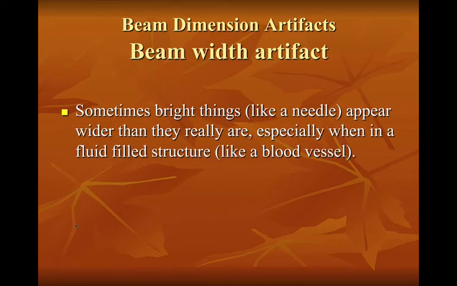The next group of artifacts is called beam dimension artifacts, and they relate to the fact that the ultrasound machine assumes that each ultrasound beam is just a thin single line, but actually an ultrasound beam is rather like a torch beam. It narrows to a focal point and then gets wide, and that makes bright things like needles appear wider than they really are on the ultrasound image, particularly when they're inside a fluid-filled structure.